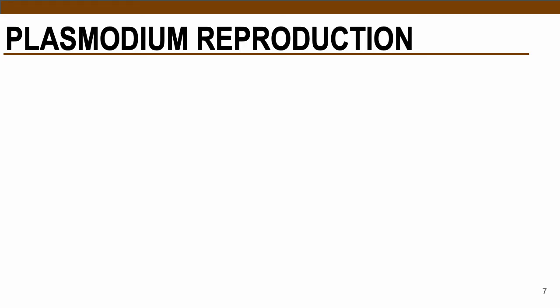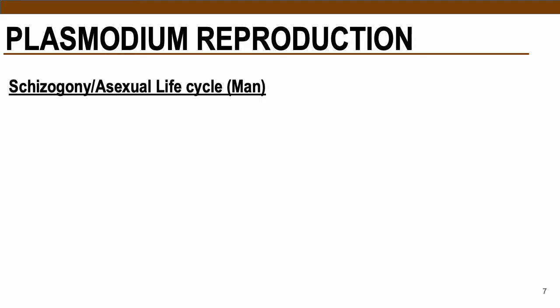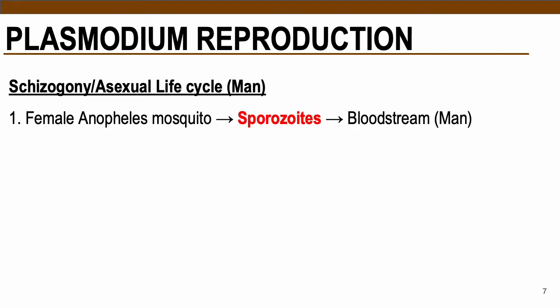So let's talk about Plasmodium reproduction. Just like we discussed a while ago, there are two types of reproduction under Plasmodium species. The first one is schizogony, or the asexual life cycle, and this usually happens in the intermediate host, humans. The members of the genus Anopheles, specifically the female Anopheles mosquito, are responsible for the transmission of the parasite Plasmodium. This mosquito harbors the infective stage sporozoites, which are transferred to humans into their bloodstream via the bite of the female mosquito.